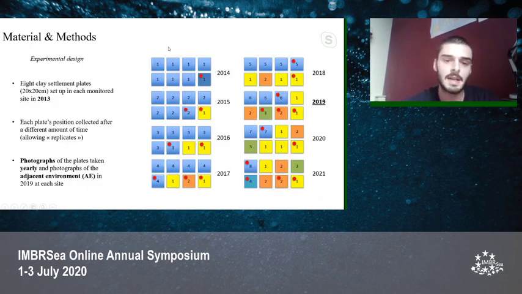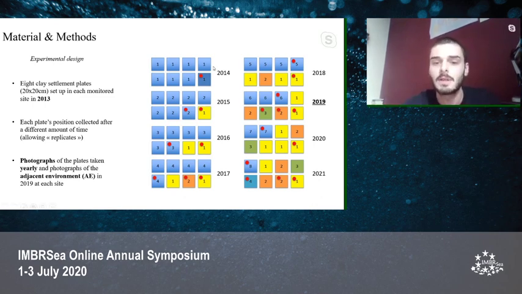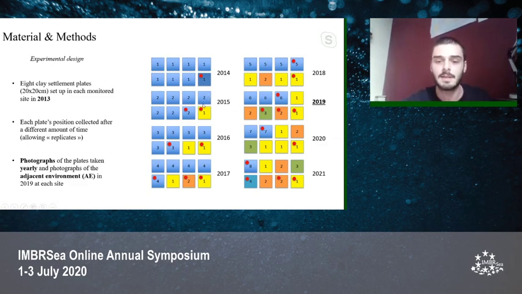So for the experimental design, in each monitored site, 8 clay settlement plates have been set up at 10 meters depth in 2013, this way. And as a function of the position, the plate will be removed after a different amount of time. So here the red dots is when the plate is collected and subject to molecular analysis. For example, this position is collected every year, this one is collected every 2 years, and so on. It allows to have replicates of age and years.